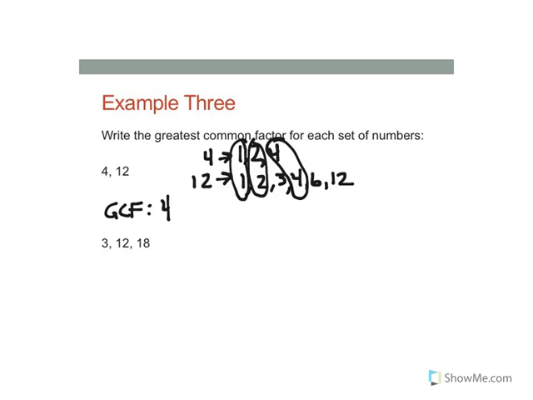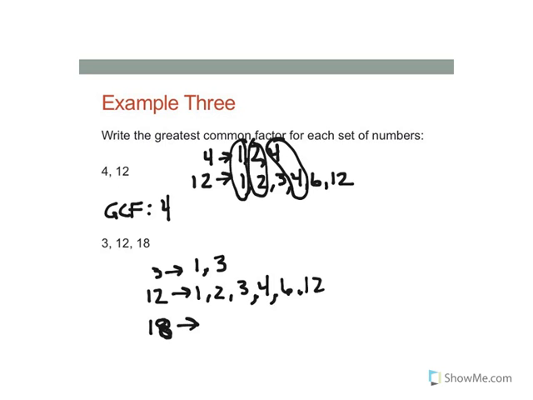Sometimes they'll ask you to find the greatest common factor of up to 3 numbers or even more. So here we list the factors of each number. For 3, it's prime, so the only 2 factors are 1 and 3. That's going to narrow down our common factors for this one. For 12, we already did this, so we have 1, 2, 3, 4, 6, and 12. We did this one already above.